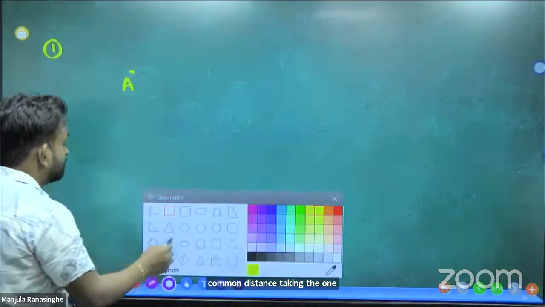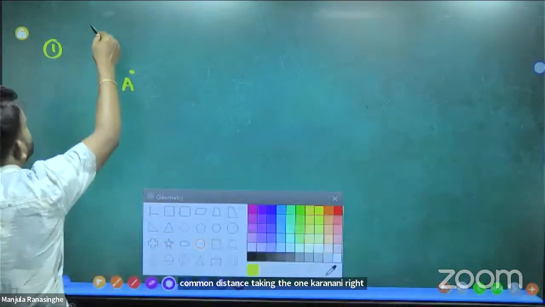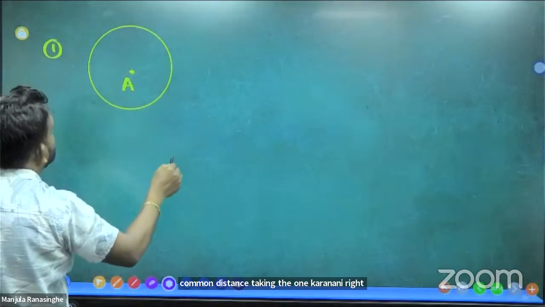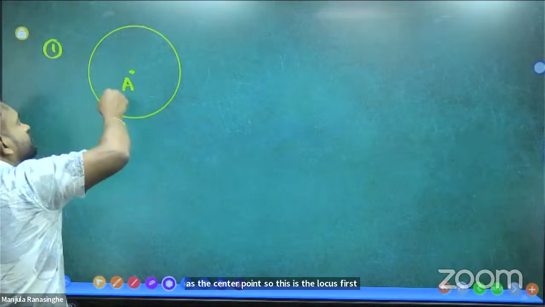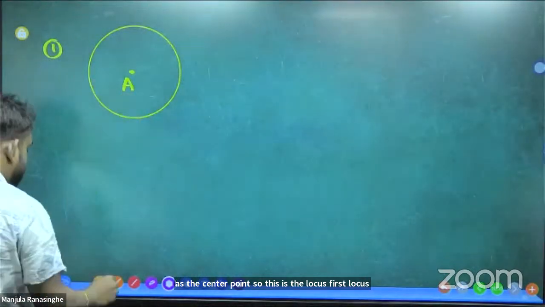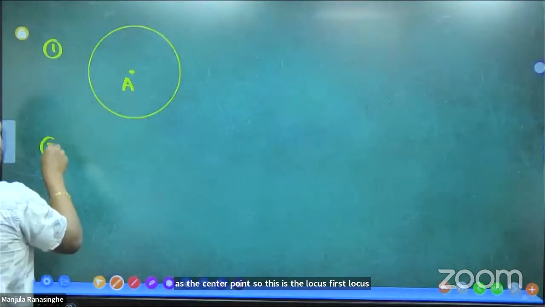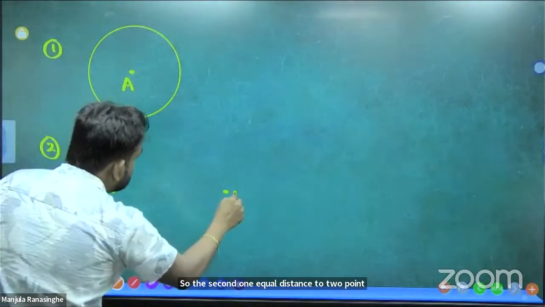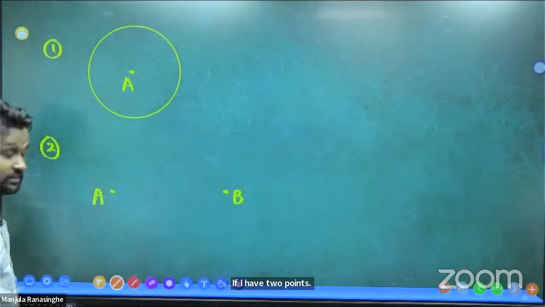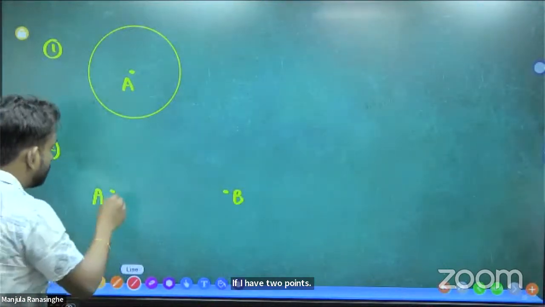It must travel through a circle with this as the center point. So this is the locus, first locus. This is the fixed point, equidistance to that point, that is the circle. Okay, so the second one, equidistance to 2 points. If I have 2 points, equidistance to those 2 points, how to take the locus?